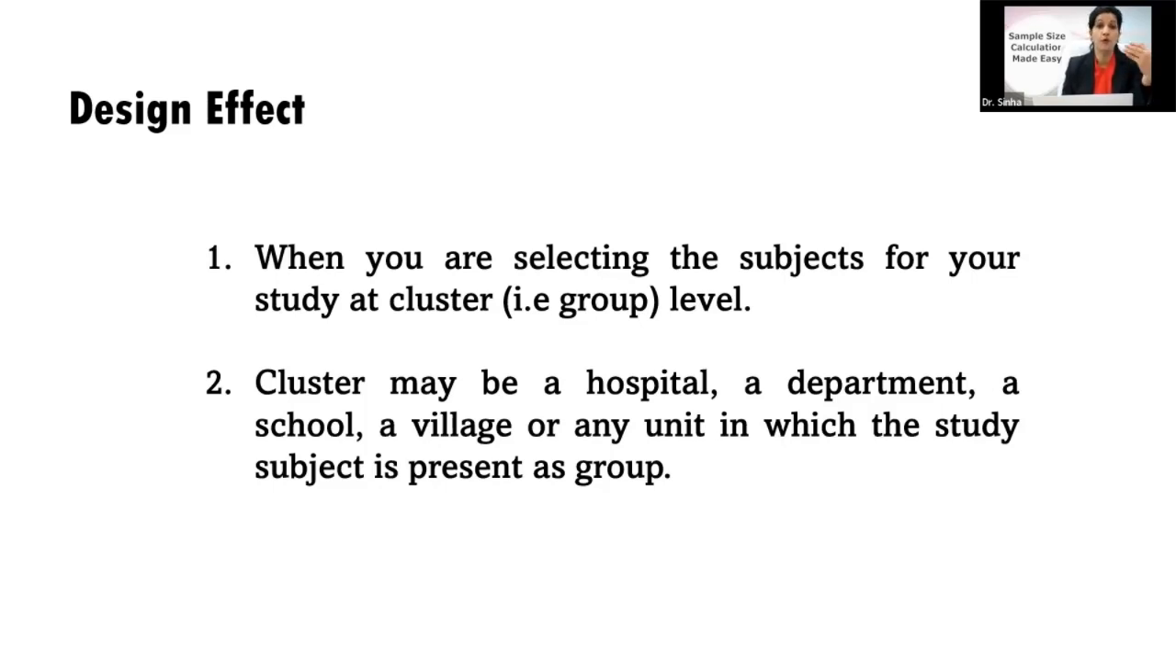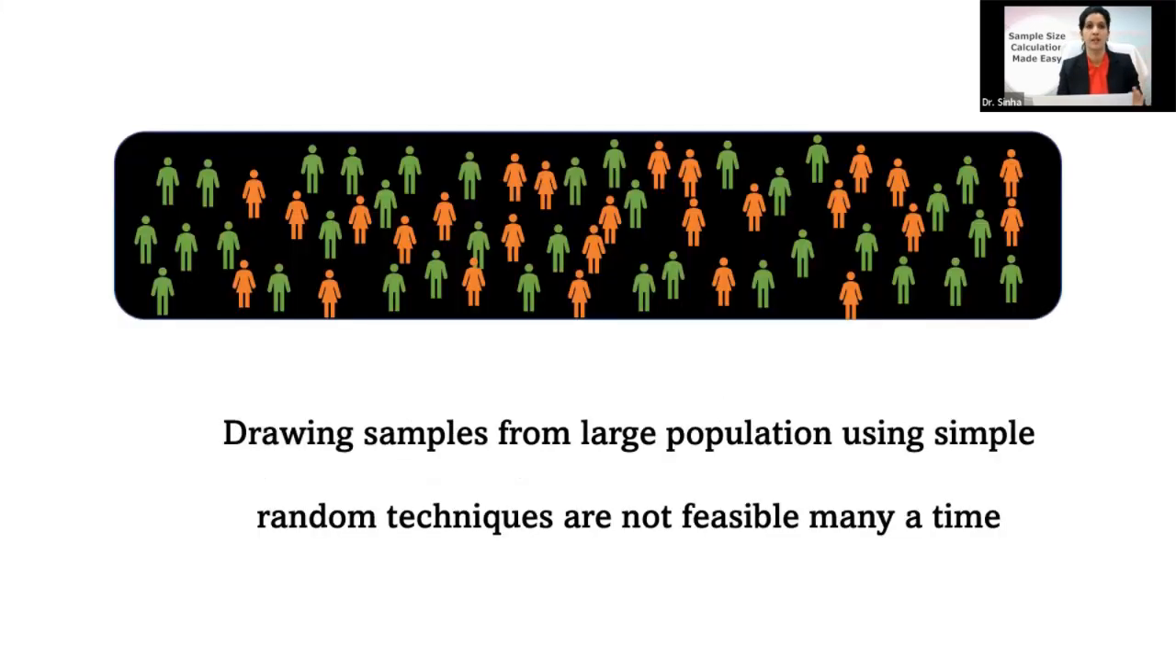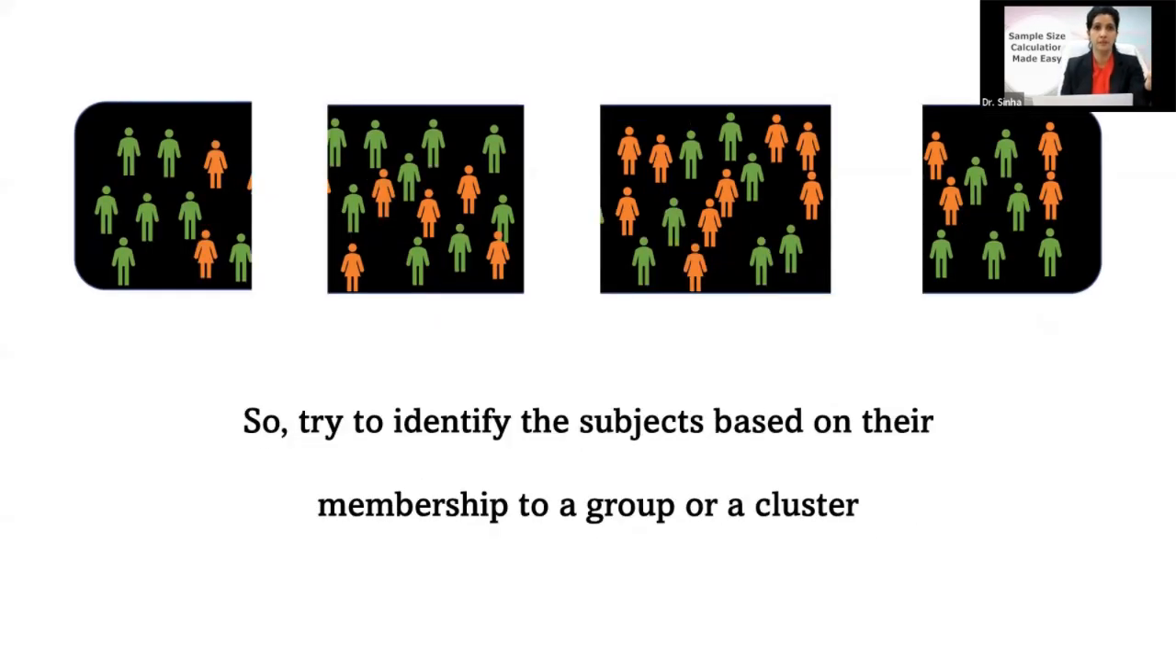That's why we go for this cluster sampling, where naturally occurring clusters are there and you can pick individuals from that particular cluster. So in that case, you should adjust your sample size using the design effect. Like in this case, you draw a sample from a very large population using simple random technique. But I said that that is not possible.